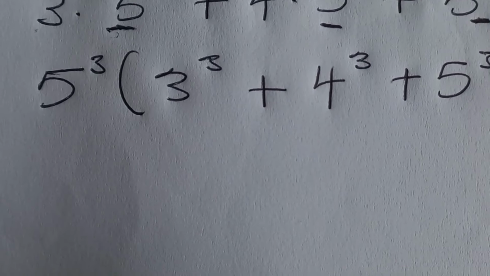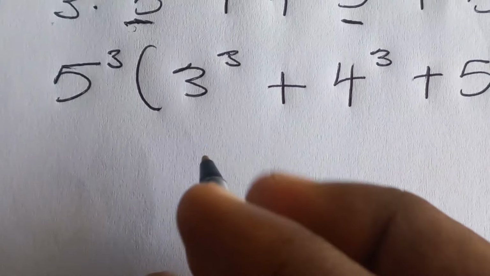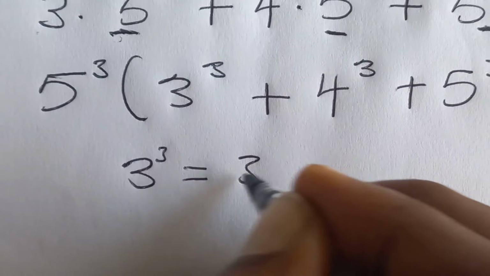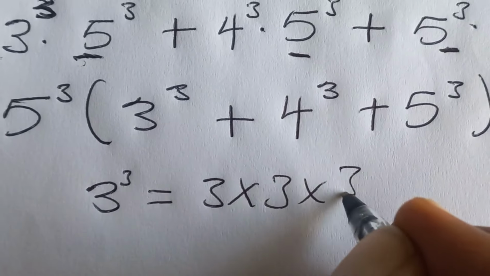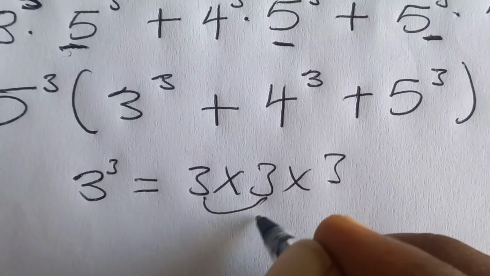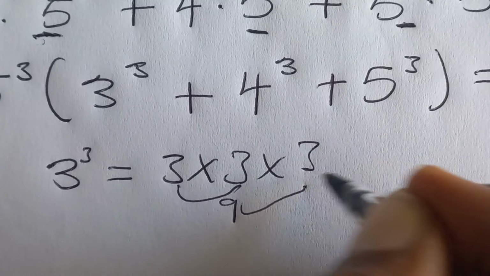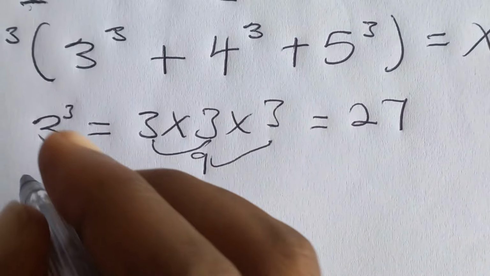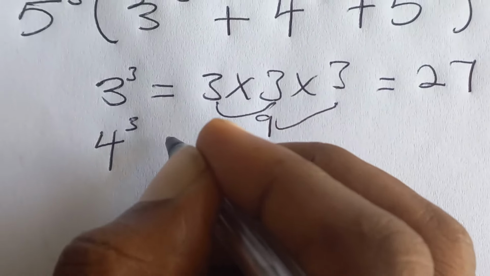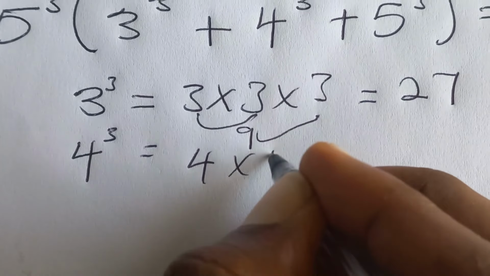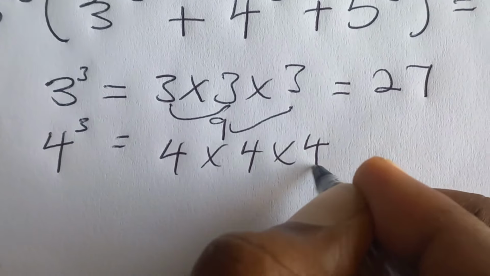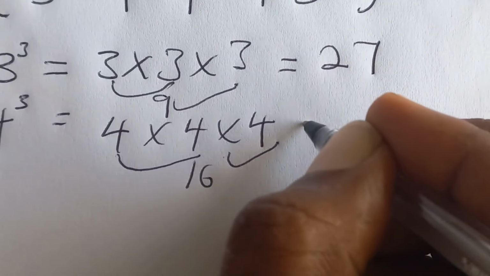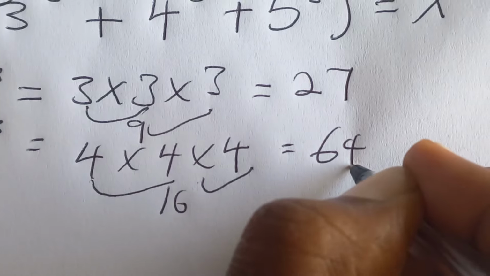Now, we need to break things down. This 3 exponent 3 is the same as 3 times 3 times 3. And 3 times 3 is 9, and 9 times 3, you're getting 27. Okay. Let's do 4 exponent 3, the same as 4 times 4 times 4. 4 times 4 is 16. 16 times 4, we are getting 64.